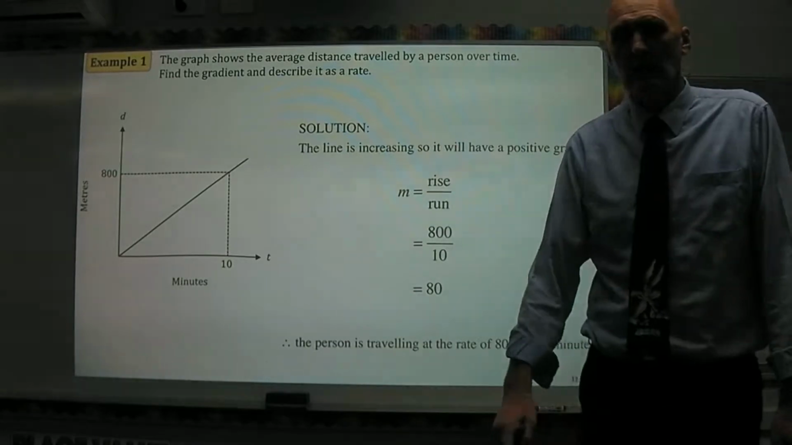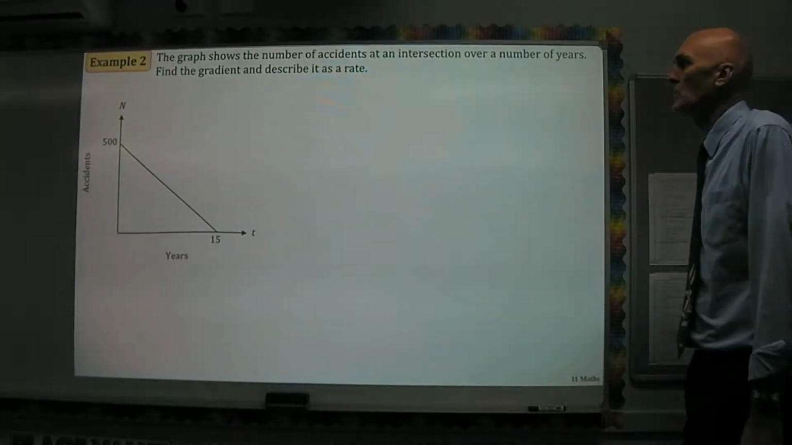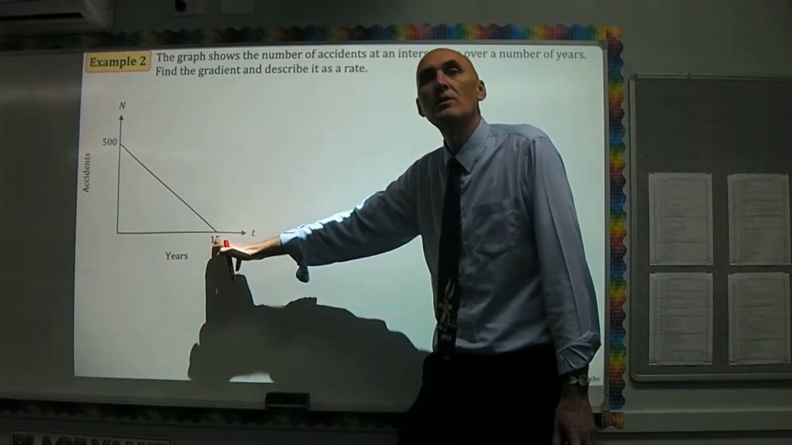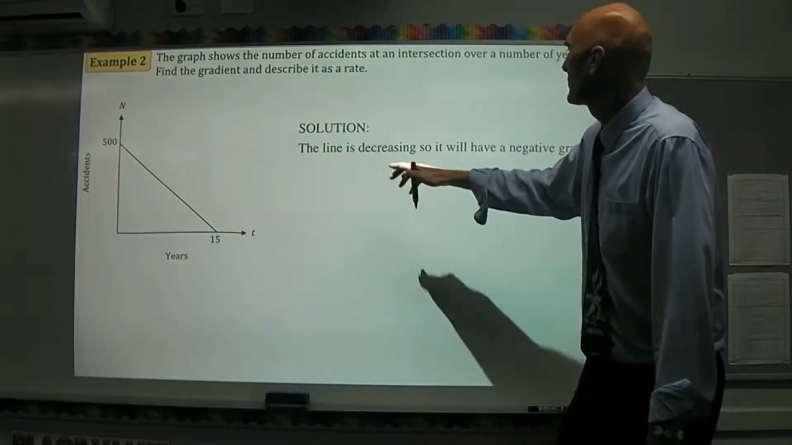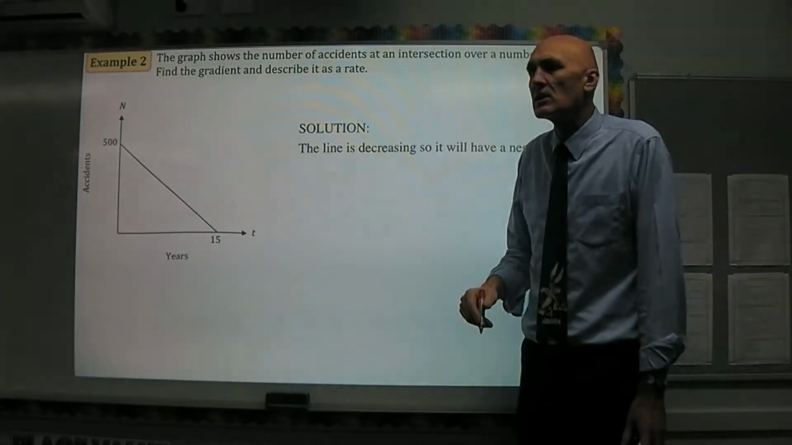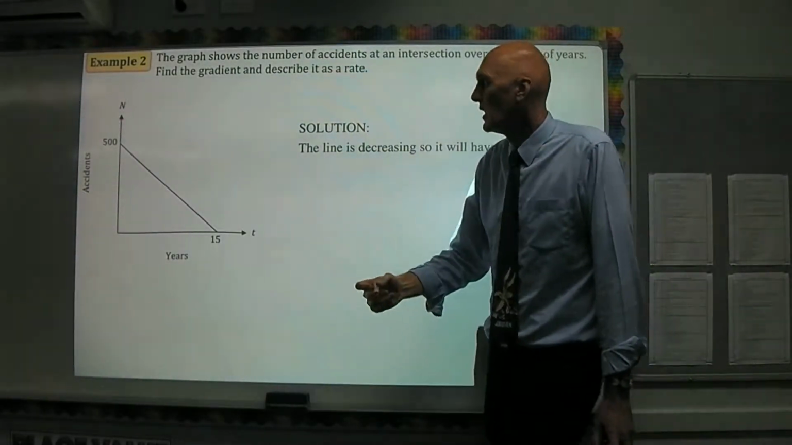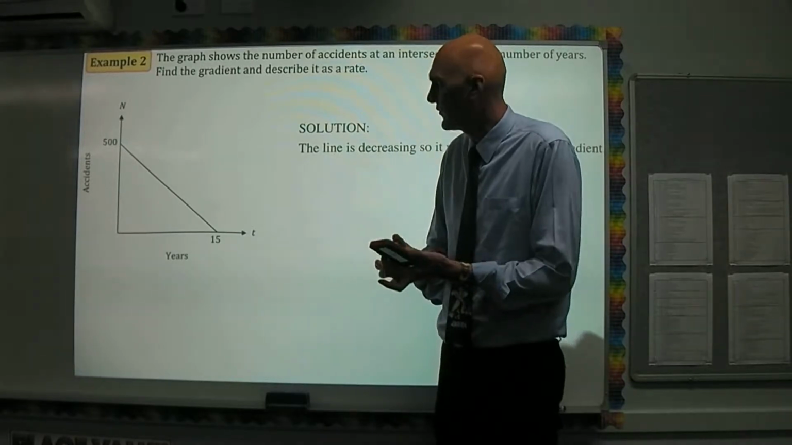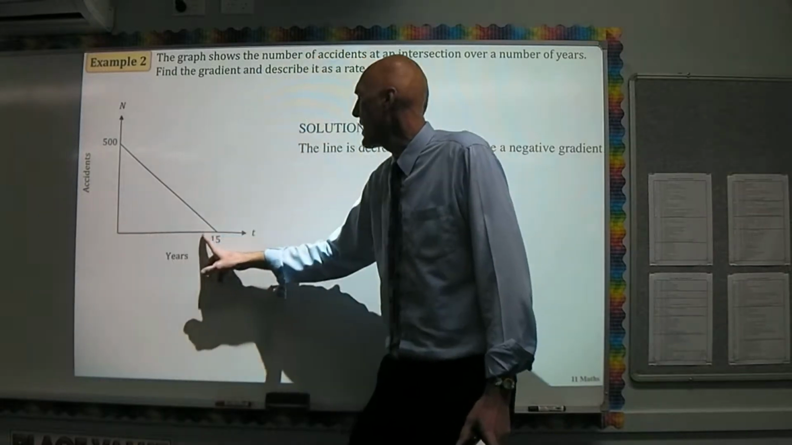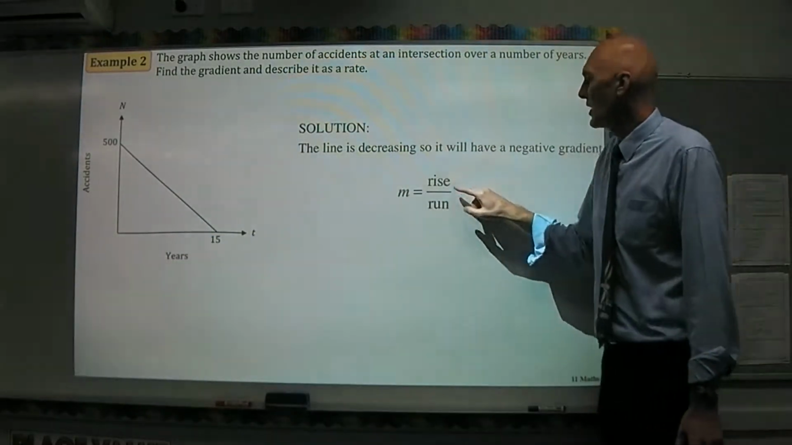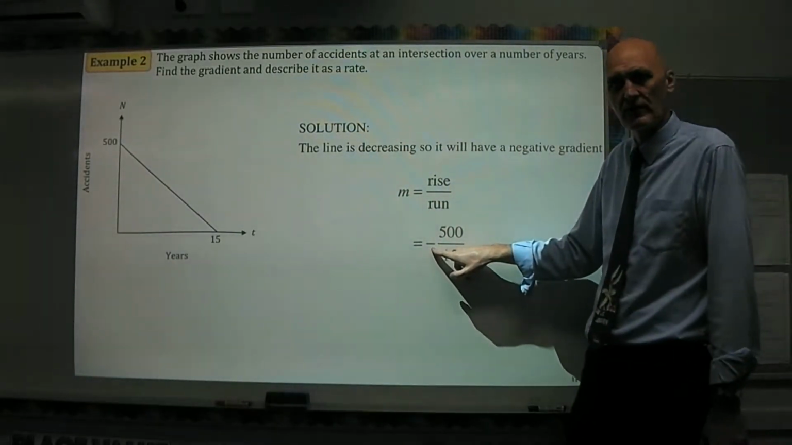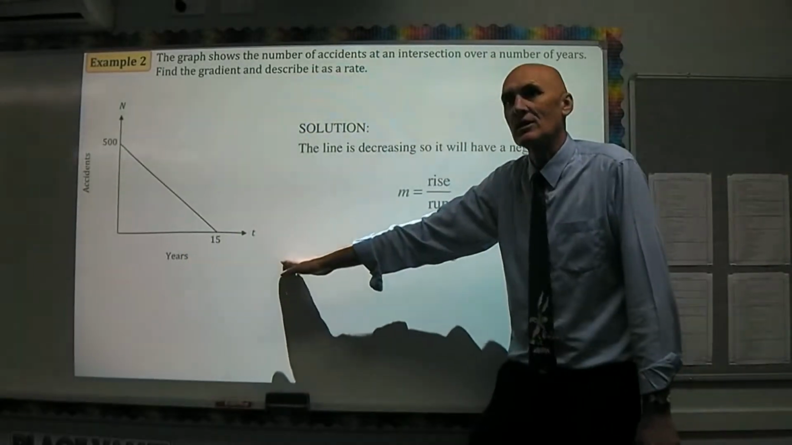So let's have a look at the second example. Another straight line graph, but the big difference with the second example is that the graph from left to right goes downhill. What does that mean? Negative gradient. So if we look at the graph, the line's decreasing, it's going downhill, it's going to have a negative gradient. How do you find the gradient? Rise over run. Now I'm not going to actually draw this one on, but what would the rise be for this question? How high does it climb up? 500. How far does it run? 15. So if we do the rise over the run, it's going to be 500 over 15, but why have I put a minus sign in front of that? Going downhill. Because it's downhill, it's decreasing, it's a negative gradient.